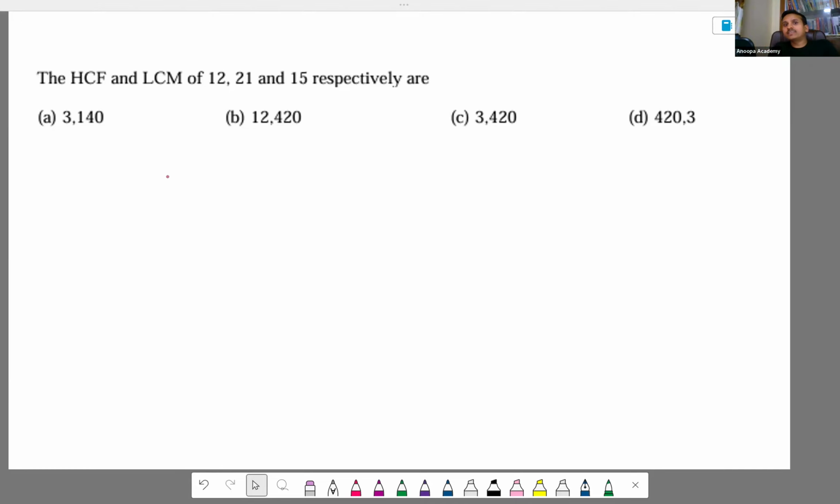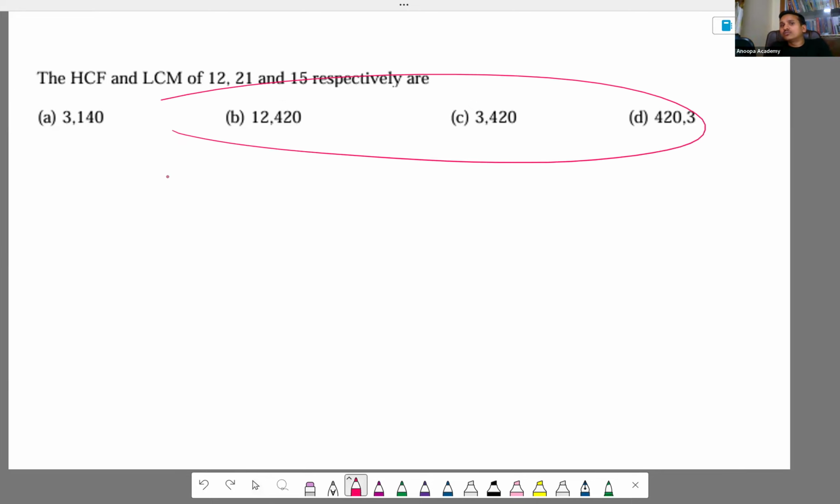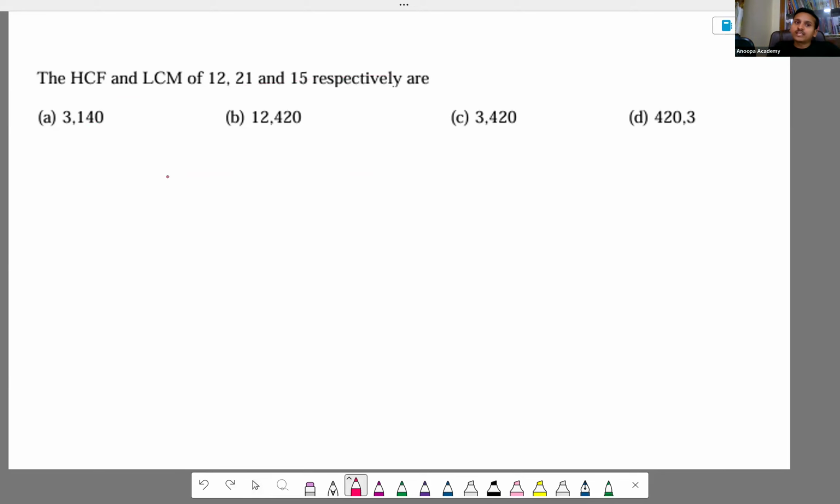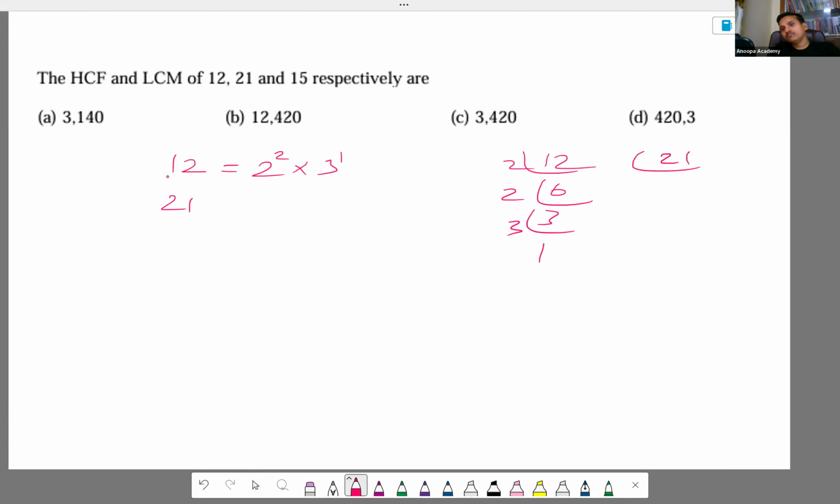So we have to find HCF and LCM. We can use any method because it's MCQ, but I'll use prime factorization. So take 12. 12, 2 6s are, 2 3s are, 3 1s are. So I can write 2 to the power 2, 3 to the power 1. I will take 21, 3 7s are, 7 1s are. So 3 to the power 1, 7 to the power 1. Okay. I will take 15, 3 5s are, 5 1s are. So 15 means I can write 3 to the power 1, 5 to the power 1.